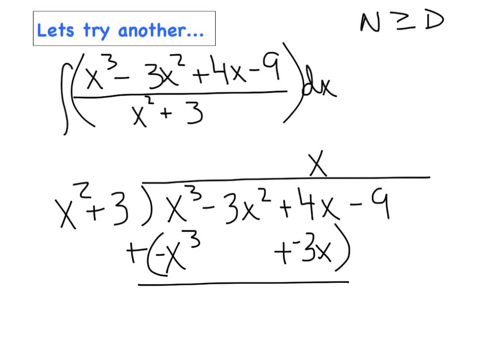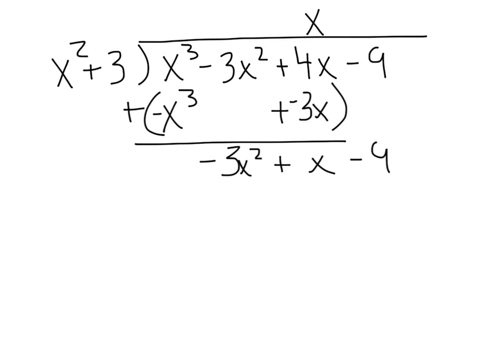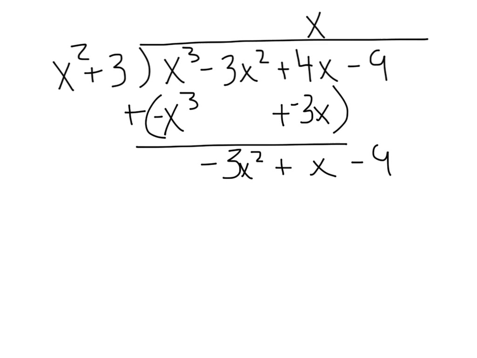Maybe you could write it like that. You'll see the x cubes cancel. You still have a negative 3x squared. We have a 1x, and we'll bring down the remaining terms. Is there more work to be done? Yes, there is. And here's what I'm going to say.